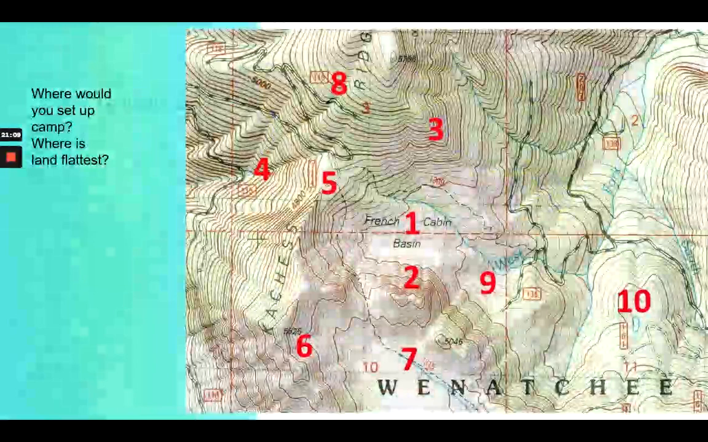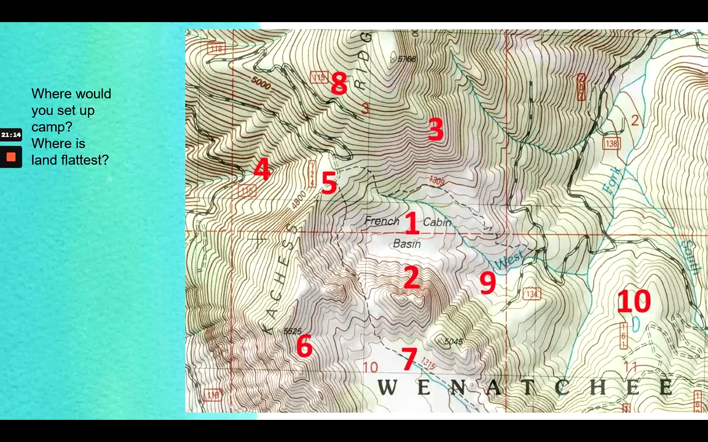All right, take a moment and let's apply your knowledge of this isoline topographical map. Where would you set up camp? Where is the land the flattest? Okay, so number one or number seven would be just fine. Two is okay. Okay, all right, moving right along.